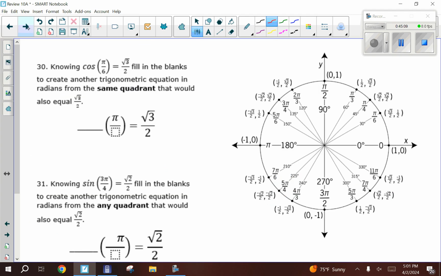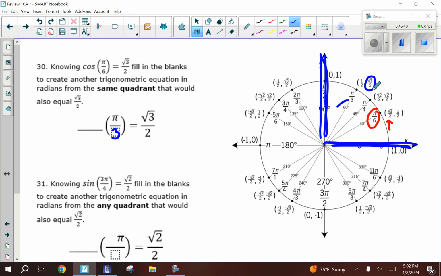Okay, knowing that the cosine of pi sixths is radical 3 over 2, fill in the blanks to create another trig equation in radians from the same quadrant. So first of all, I got to know where pi sixths is. Pi sixths is right here, and that number is radical 3 over 2. So they're saying it has to be in the same quadrant. So I need to stay in between here, and I need to make another problem that's going to have an answer of radical 3 over 2. As I search through these parentheses, there's only one other radical 3 over 2. And that location is right here. So this is going to be pi thirds.